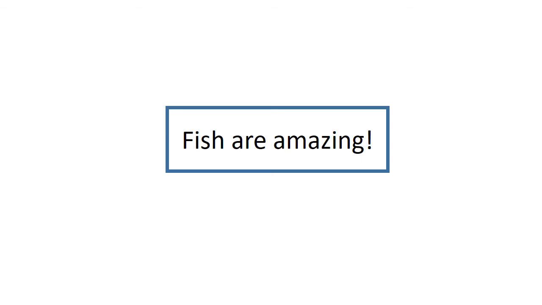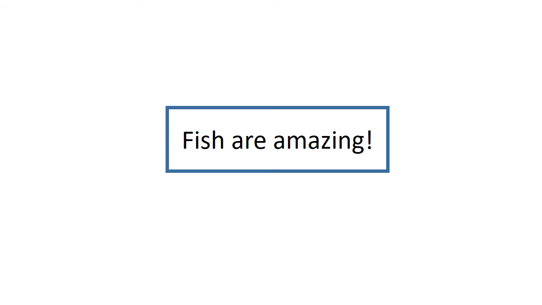Our paragraph today is going to be about fish. And here we have chosen an exclamatory sentence. Notice our sentence begins with a capital letter. It has a punctuation mark. It has a subject, which is the fish, and it has a predicate, are amazing. So remember, your topic sentence must be a sentence.